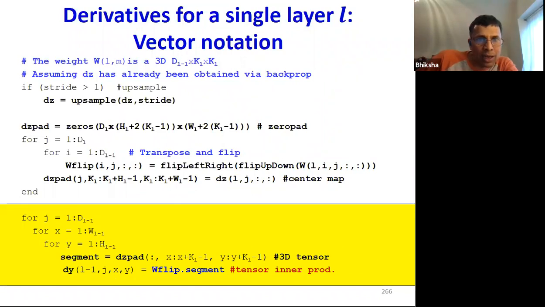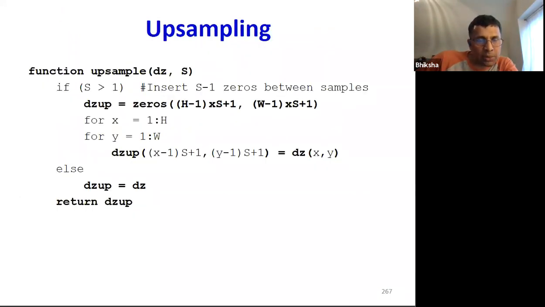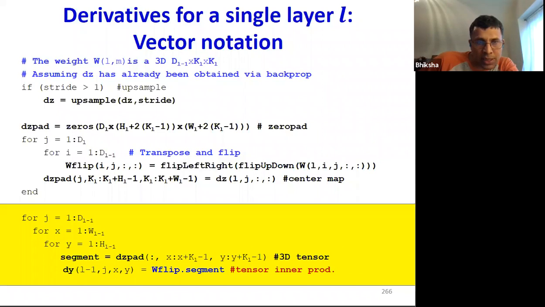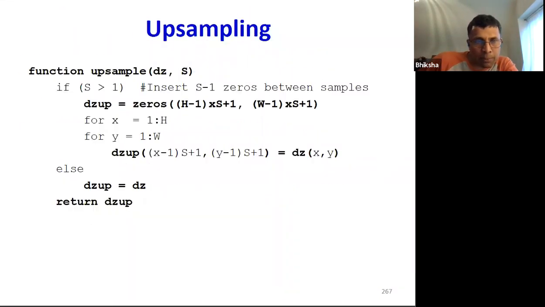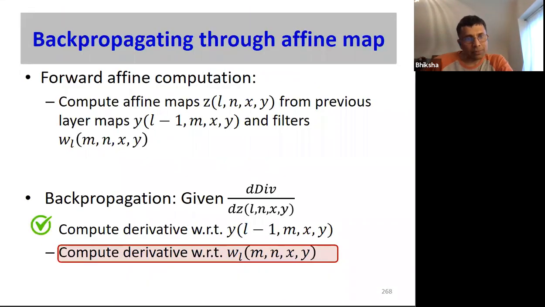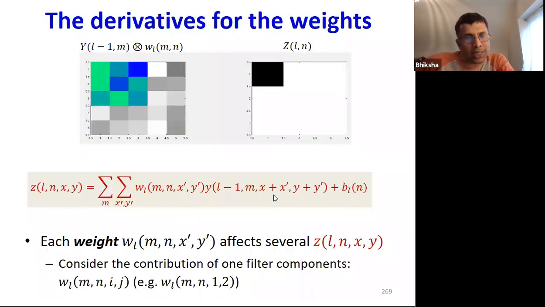So I have this in pseudocode over here. I'll skip the pseudocode. The pseudocode includes the zero padding and the upsampling, and I even have the pseudocode for the upsampling. So here's where we stand. We have figured out how to compute the derivatives with respect to the activation maps for the previous layer, given the derivatives with respect to the elements of the affine maps of the current layer. The next thing we want is how do we compute the derivatives with respect to the weights. And so let's take a look.